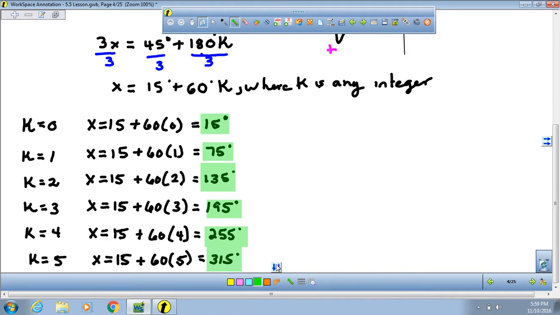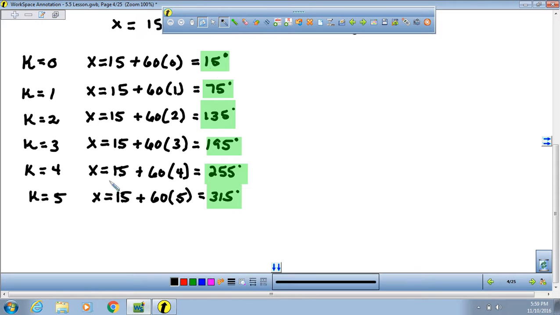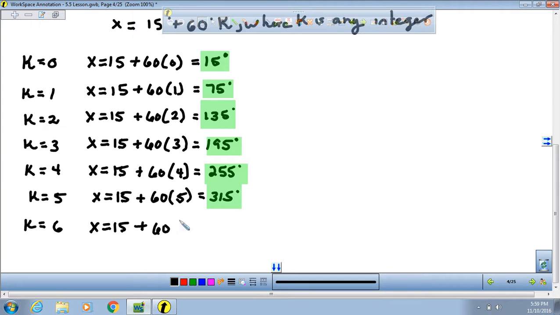Okay? And then let's find the next one and see if it is still in the range. When k is equal to 6, x is equal to 15 plus 60 times 6, that's 300, and 60 times 6 is 360, right?